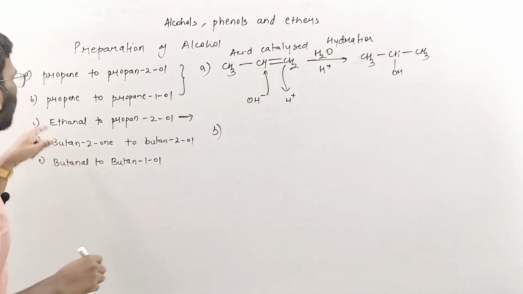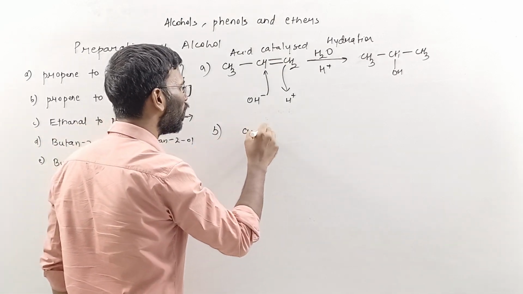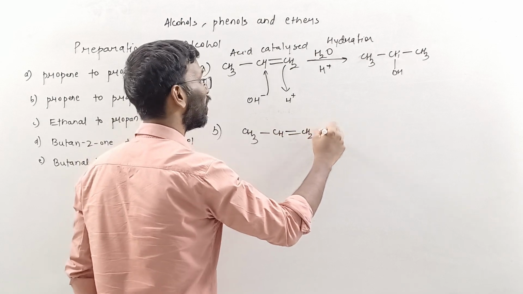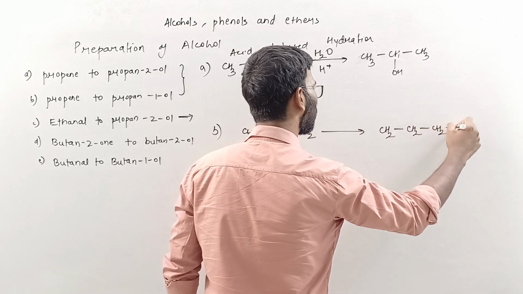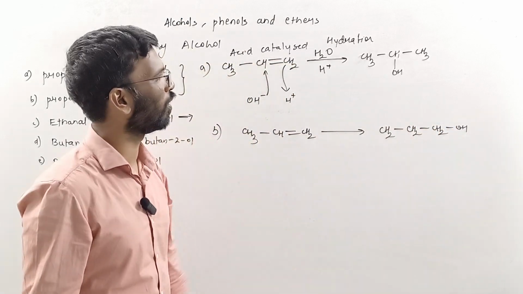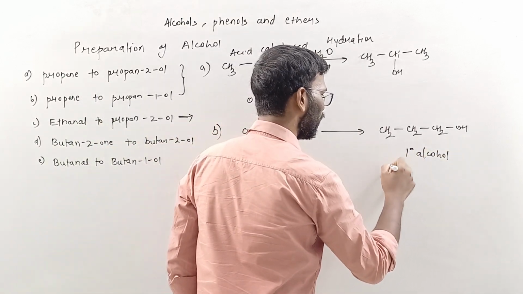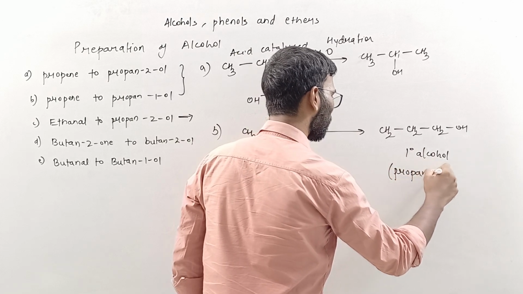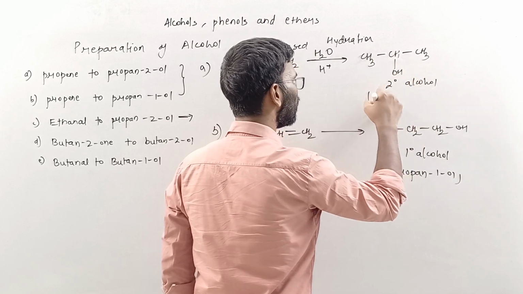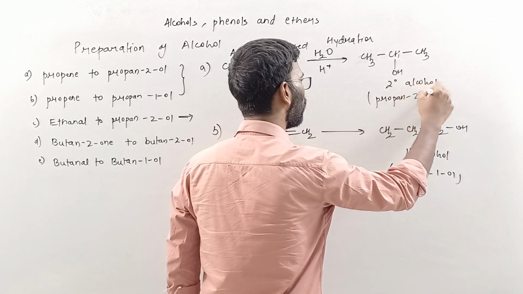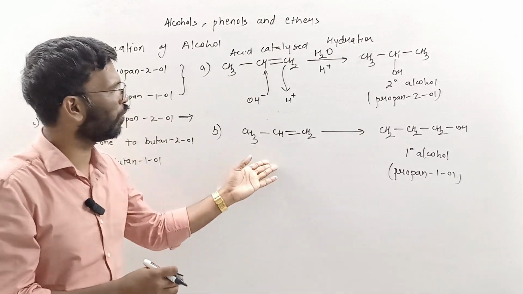Second is what? Propane to propan-1-ol. You need to convert this propane to propan-1-ol. Propan-1-ol means what? OH is over here. This is propan-1-ol, which is a primary alcohol. And this is a secondary alcohol, propan-2-ol. Right? So what are the things? If you do acid catalyzed hydration, you will get this product.